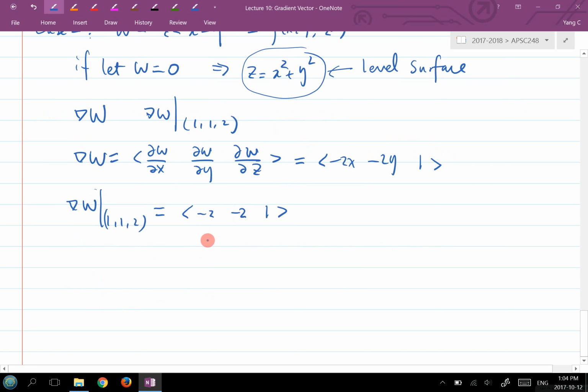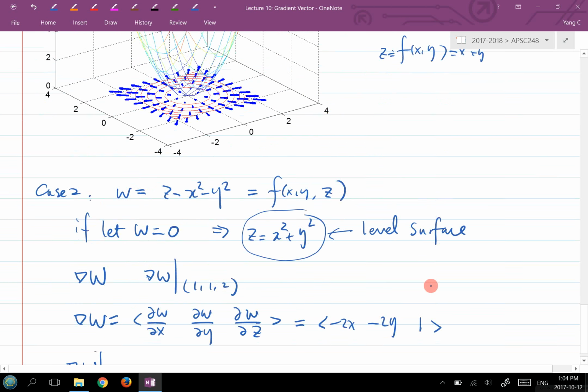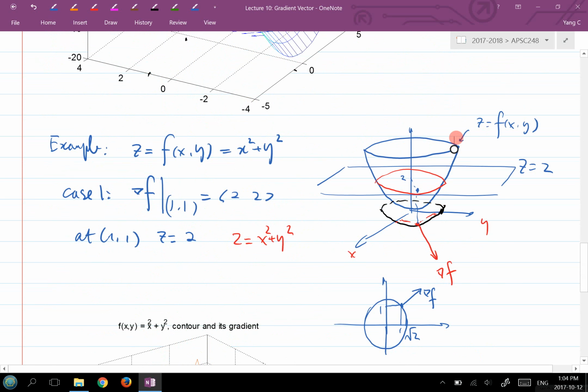When we sketch the gradient vector del f, what did I do? I not only sketched this del f, but I also sketched the level curve associated with the function f. I sketched its level curve at z equal to 2, basically passing through the points, right?